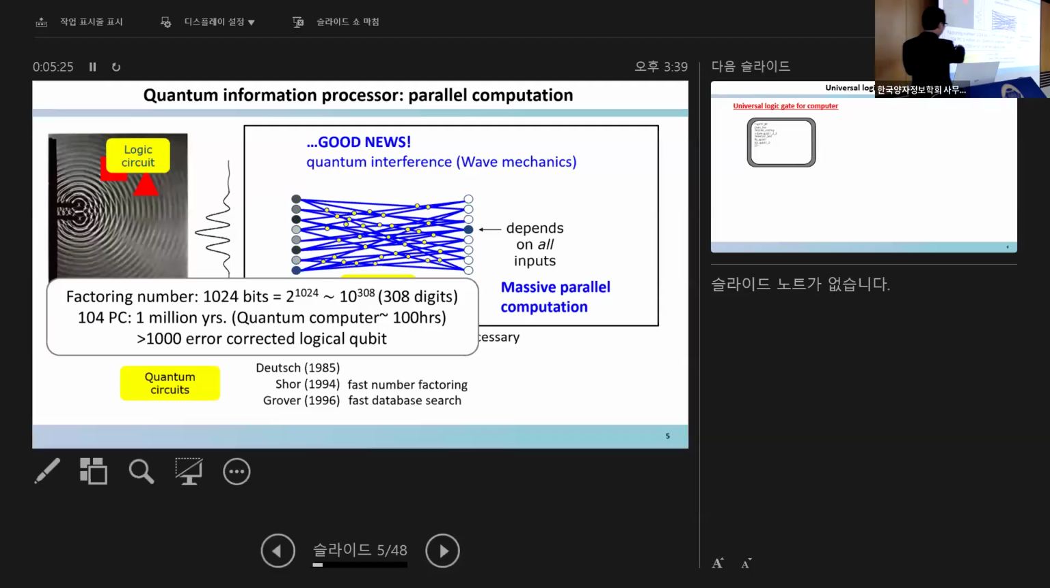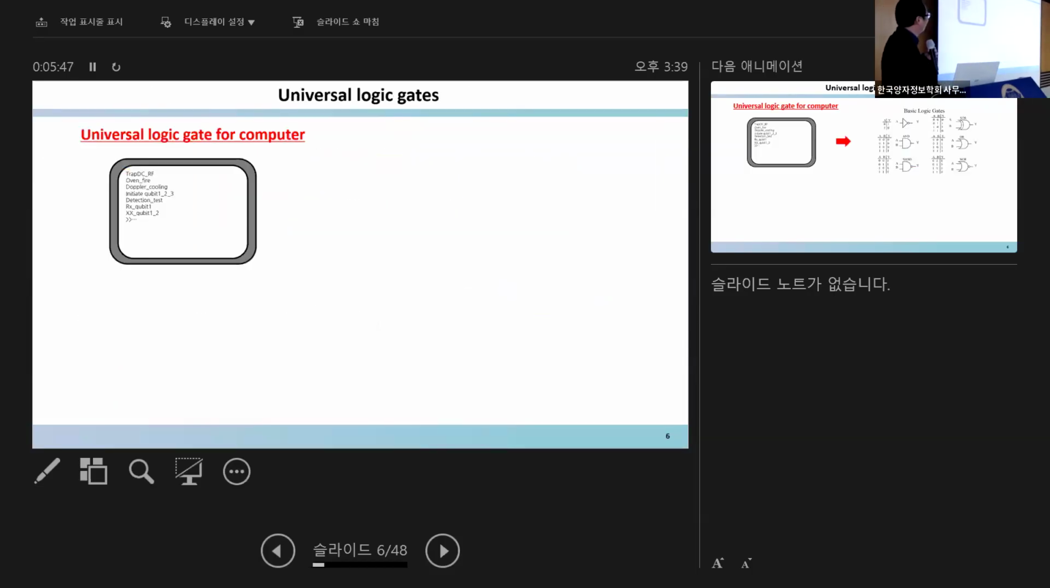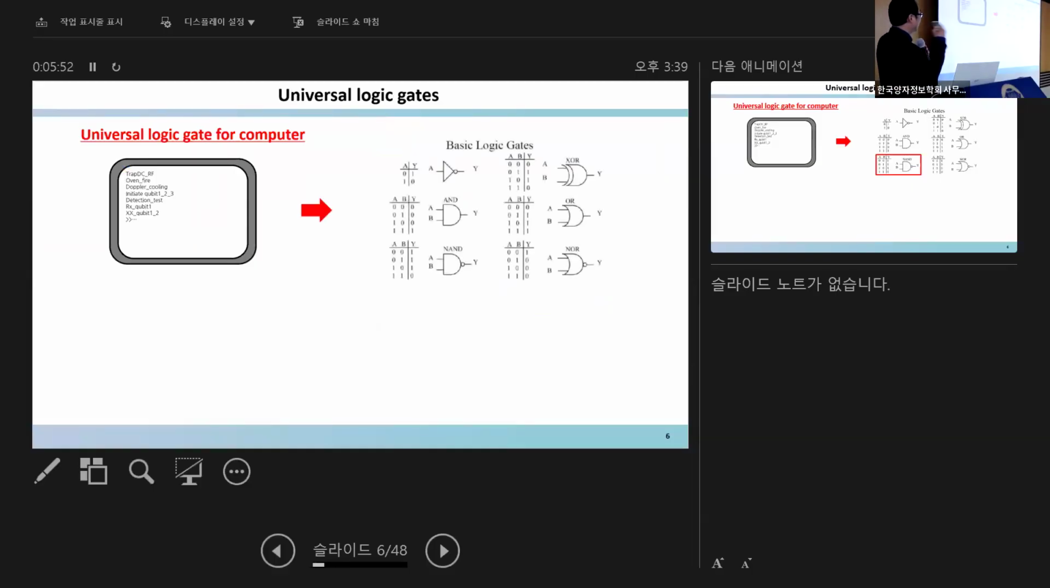So technically, if we have more than thousands of error-corrected logical qubits, then we might be able to solve those factoring problems in hundreds of hours, which would take about 1 million years using a classical computer. But I want to make sure: do we have 1,000 error-corrected logical qubits? No, not yet. We are working on it, right? So it may take some time. All right, so how that works: you have to have some universal logic gate.